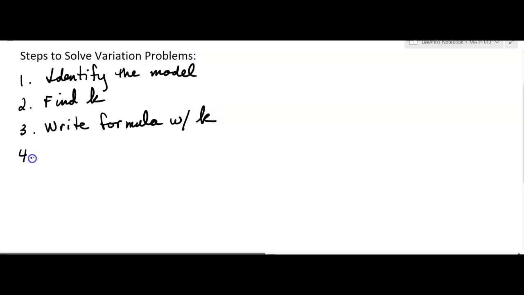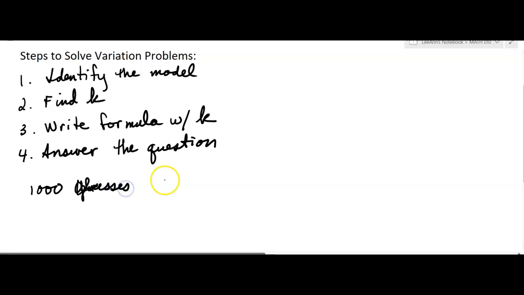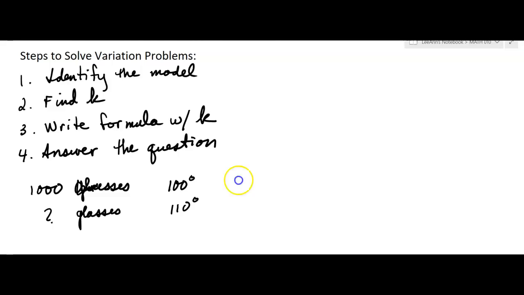And then finally you're going to answer the question. They're going to give you a new situation and they're going to want you to solve. So back to our example, if we sold 1,000 cups of lemonade when it was 100 degrees out, and we figure out what K is, then we could ask a question like, how many cups are we going to sell if it's 110 degrees? And so you can figure those things out. So those are the steps. There's 4 steps, and that's how it works.